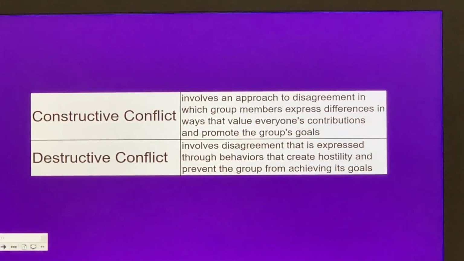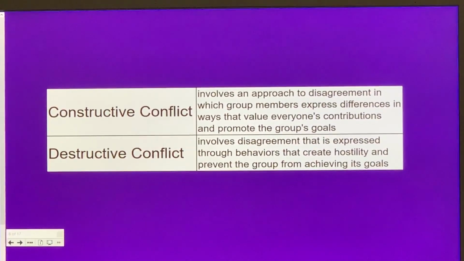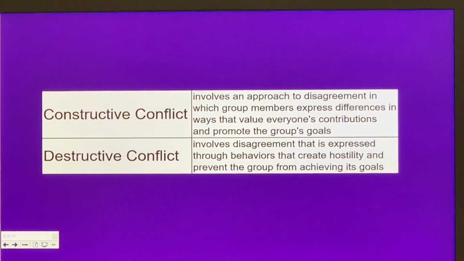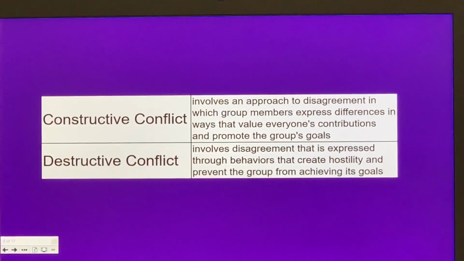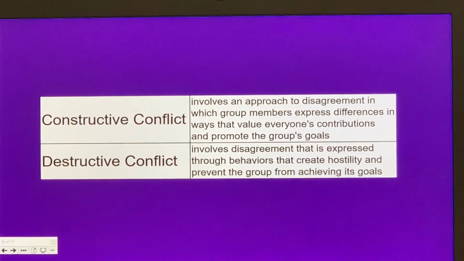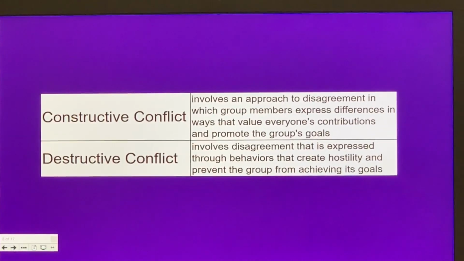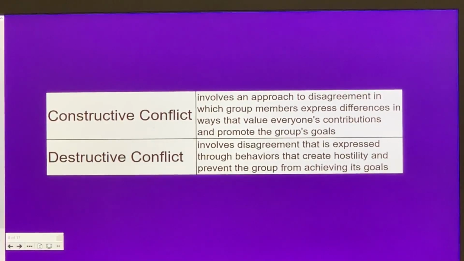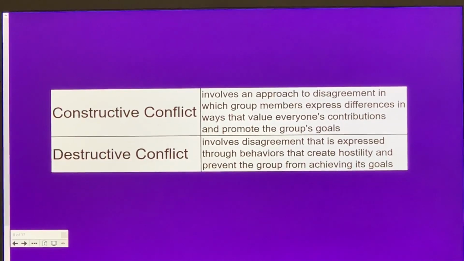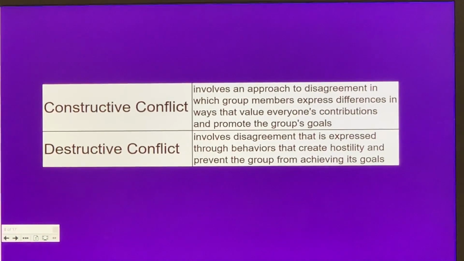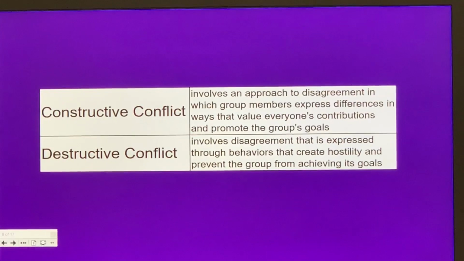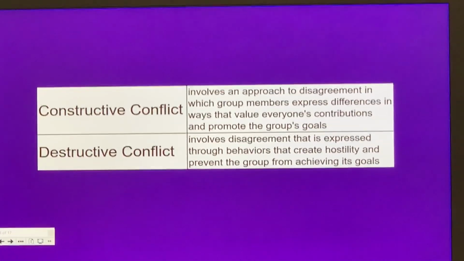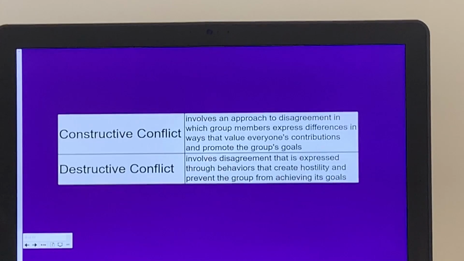When it comes to conflict, you want successful football teams to have constructive conflict rather than destructive conflict. Constructive conflict involves an approach to disagreement in which group members express differences in ways that value everyone's contributions and promote the group's goals. While on the other hand, destructive conflict involves disagreement that is expressed through behaviors that create hostility and prevent the group from achieving its goals.